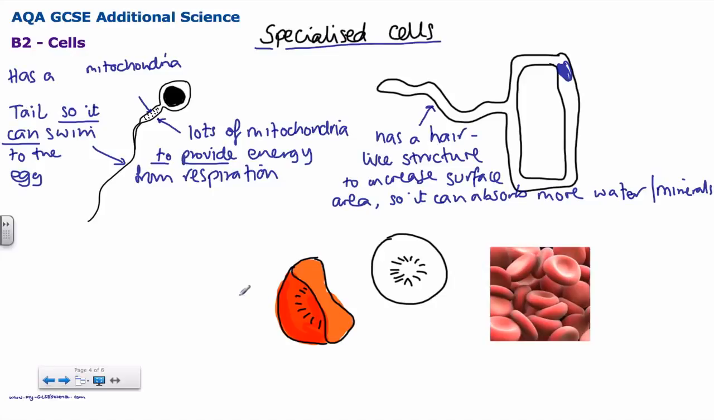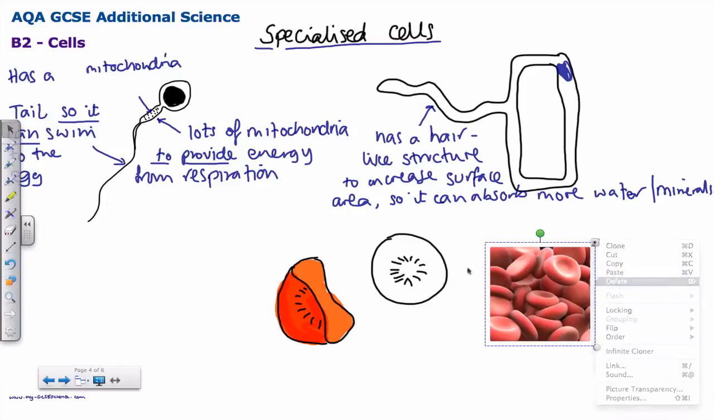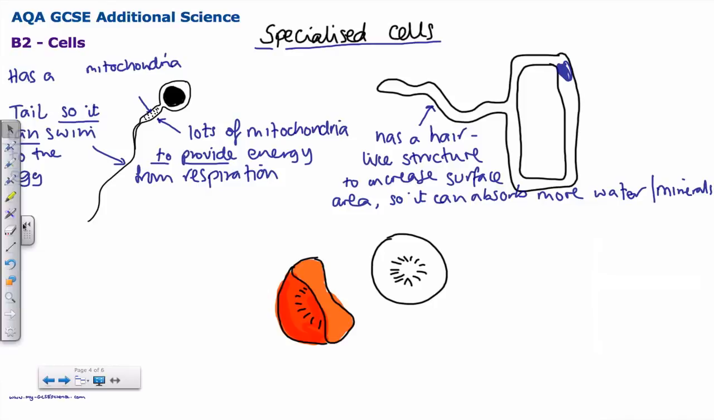Okay, so the last cell I want to look at now is called a red blood cell. Again, here I've shown a photograph of what red blood cells look like, and that's simply because my drawing is very bad, and you probably wouldn't recognize it if you didn't actually see a real picture of it. Okay, so I'll just move that out of the way. Now, what key features do red blood cells have? Well, the first one is that it has no nucleus.